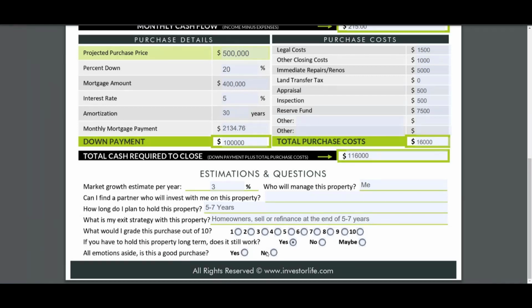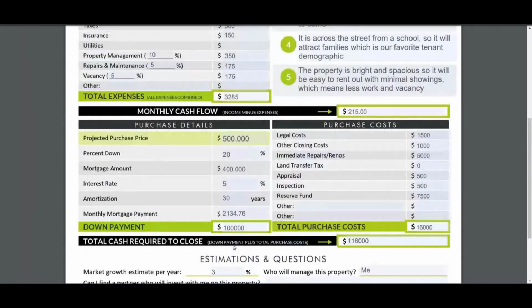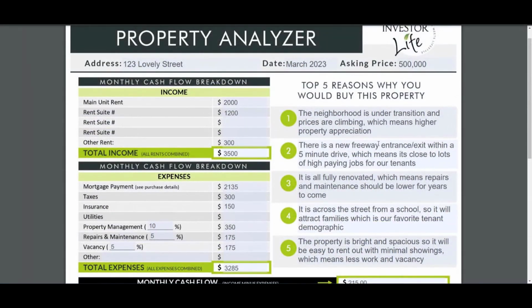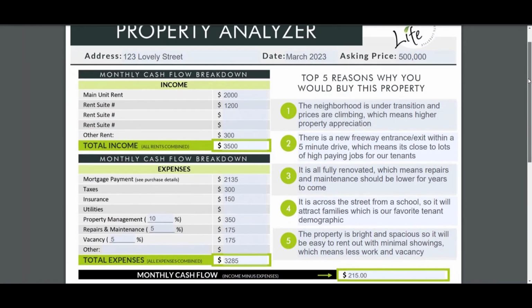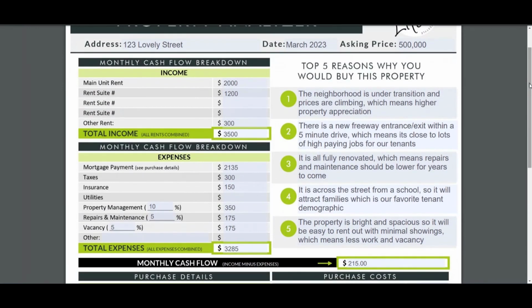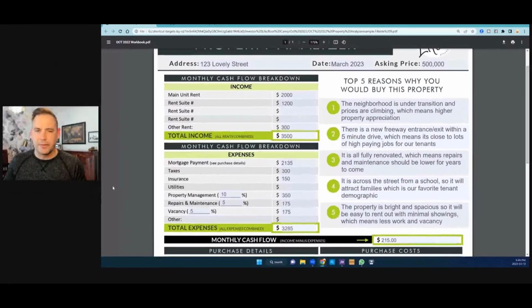And our last question here, we're going to come back to that as well. So the 3 questions we left blank here, we're going to come back to after we fill out our top 5 reasons why you would buy this property. And guys, this is a very, very important section of this analyzer form. And I'm going to tell you a few reasons why it's so important, because we need to know why we are interested in buying it.